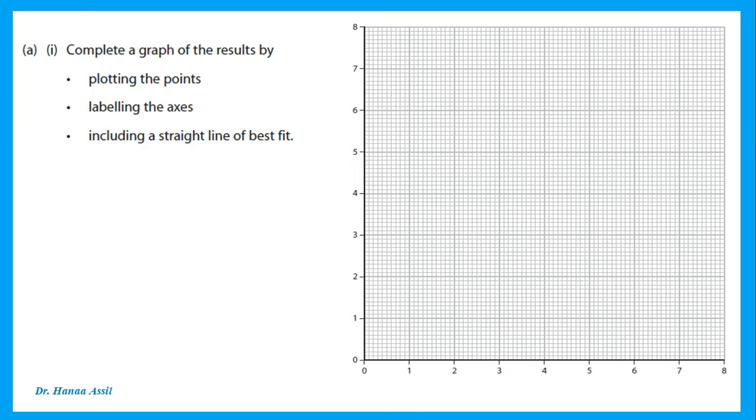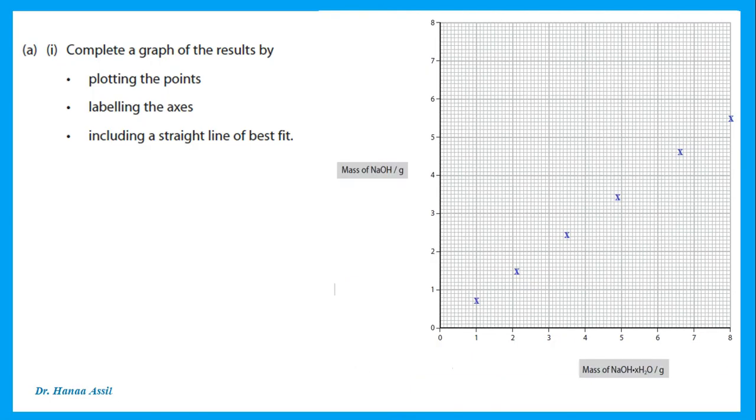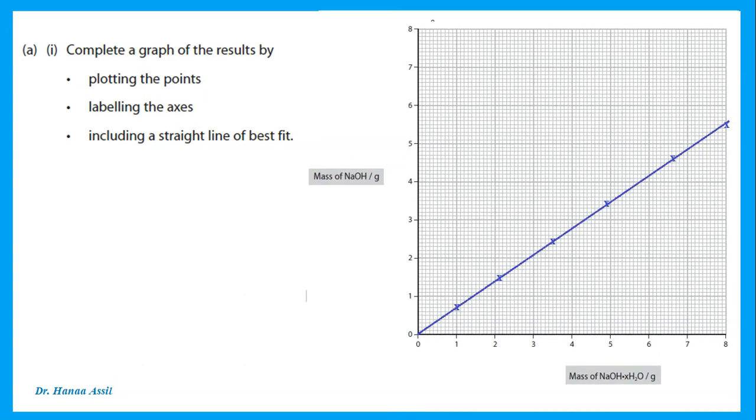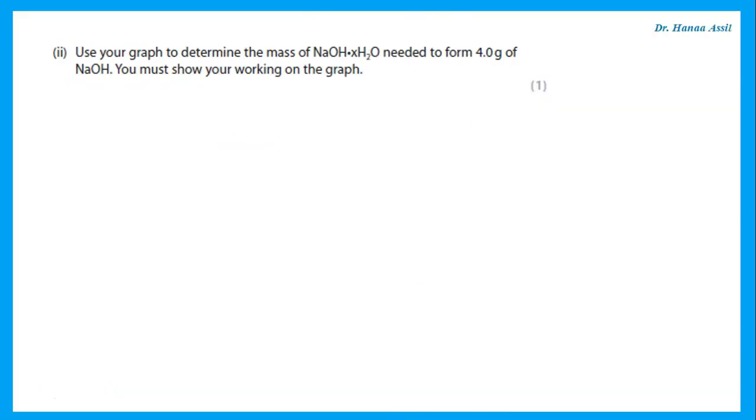Complete the graph by plotting the points, labeling the axes, including a straight line of best fit. So remember, what goes on the x-axis is the independent variable, which is the mass of the hydrated salt that we're weighing. Please do not forget to include units. What's on the y-axis is what we're measuring at the end, so that's the mass, and we plot with small x's, join with a line of best fit.